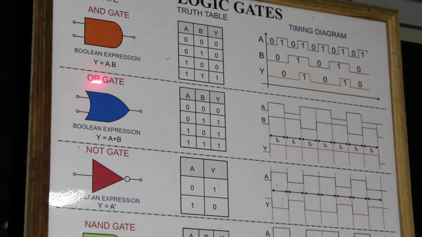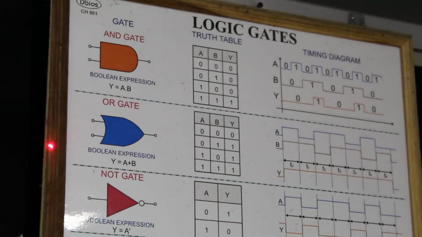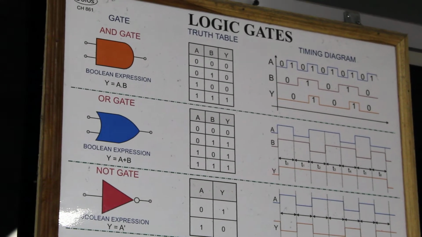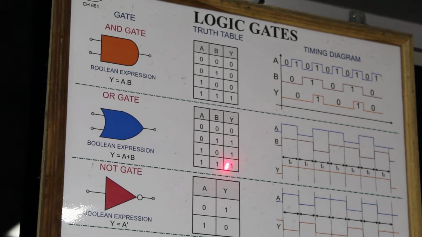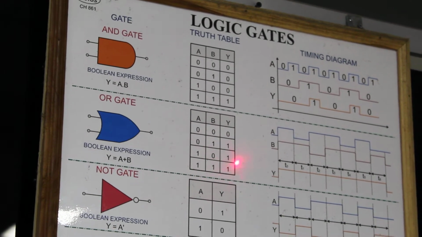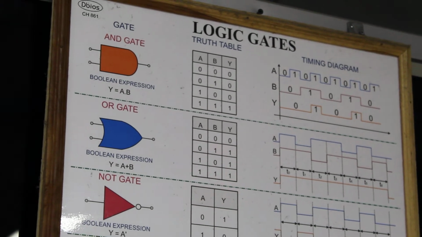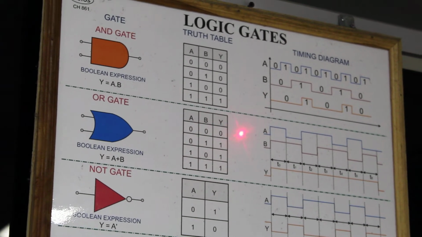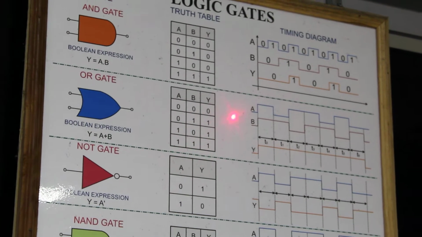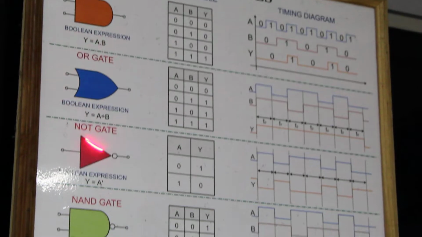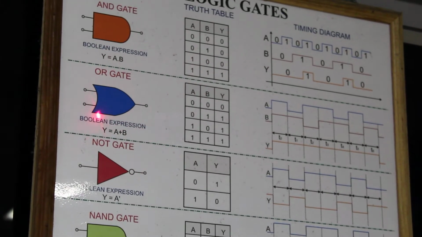Now we'll move on to the OR gate. OR gate is Y equals A plus B. That is, when either of the inputs is 1, you will get the output, or when both the inputs are 1, you will get the output as 1. When both the inputs are 0, it is 0. So 1 plus 1 in Boolean is 1, or 1 plus 0 is 1. It just operates with an addition function.